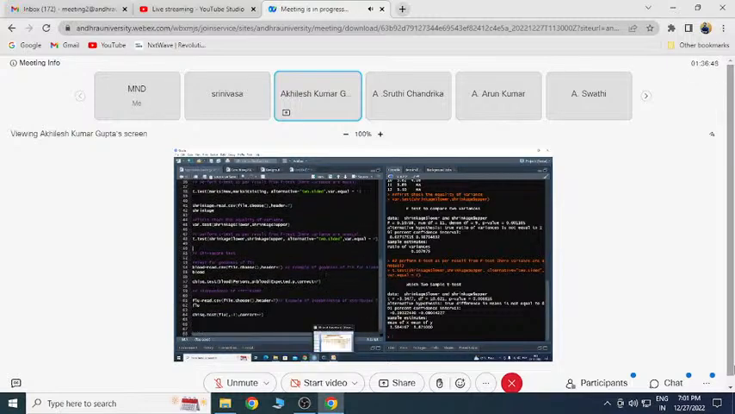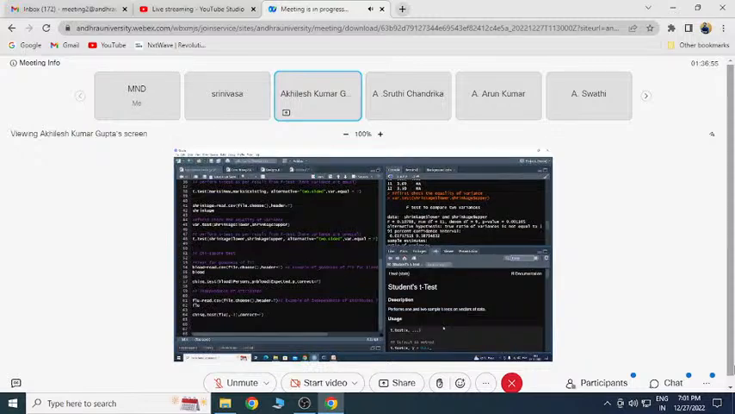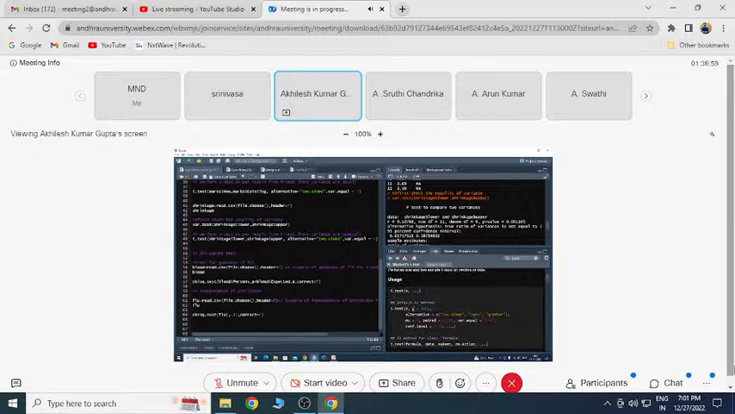So I think all this, then paired t-test. For paired t-test I have not taken the example, but it is very easy. You have to give your before experiment x, after experiment y, and here there is an argument paired equal to false. You just have to change it into paired equal to true. It will perform paired t-test.